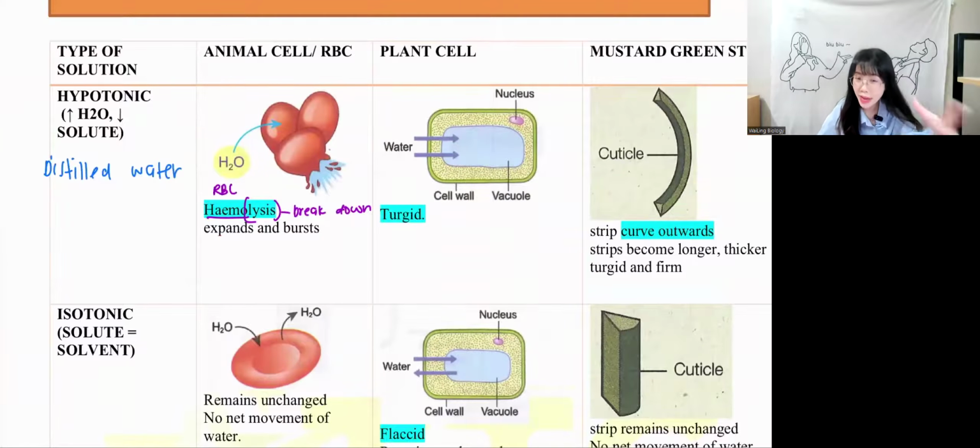Next, we have plant cell. Plant cell is different because plant cell has a cell wall. Distilled water and plant cell, which one has more water? Of course, distilled water has more water, right? Water diffuses into the plant cell. When water diffuses in, the vacuole becomes very big in size. We call this turgid. So turgid is where there's a lot of water in the vacuole. They expand, correct? The vacuole expands, it becomes big in size.